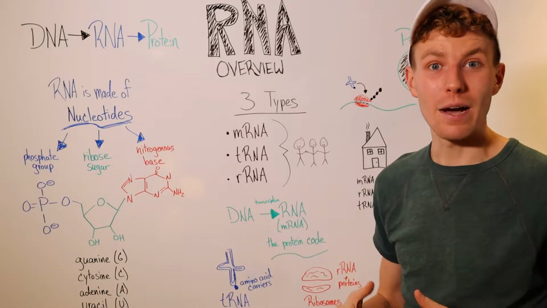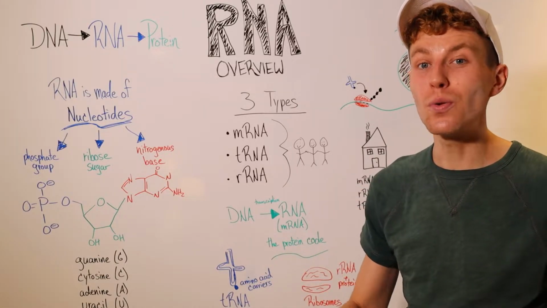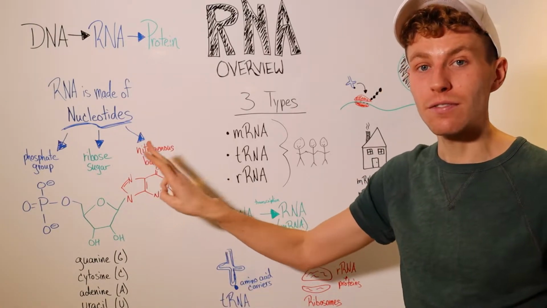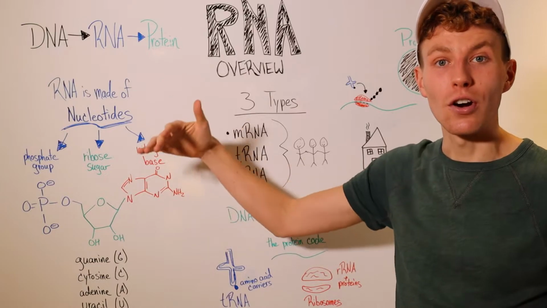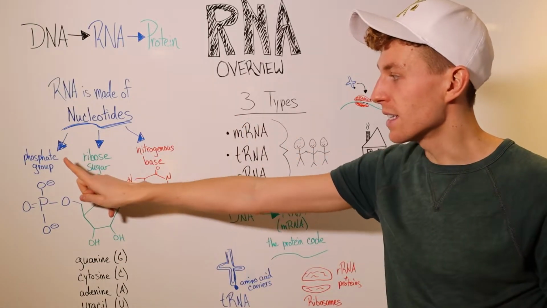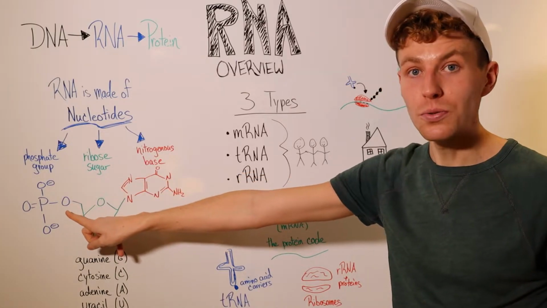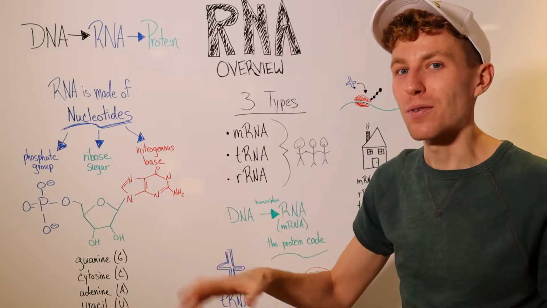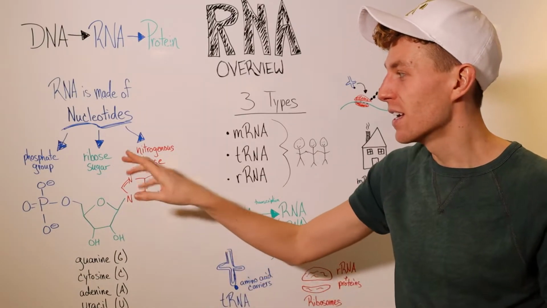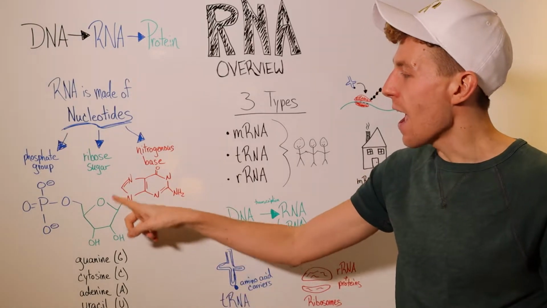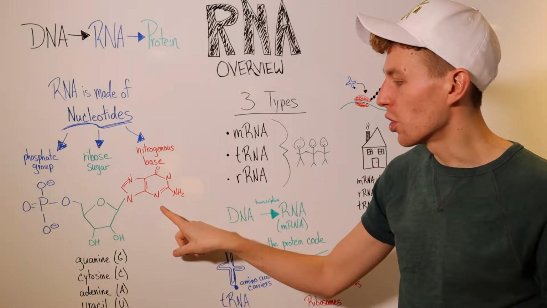And before we break down those different types, I want to actually show you what a molecule of RNA looks like. So there's three different components that make an RNA nucleotide, or a building block of RNA. The first is a phosphate group, shown here in blue. The second is a ribose sugar, shown here in green. Now, if you think of DNA, it's actually a deoxyribose sugar, so it's a little bit different. And then a nitrogenous base, which is shown here in red.